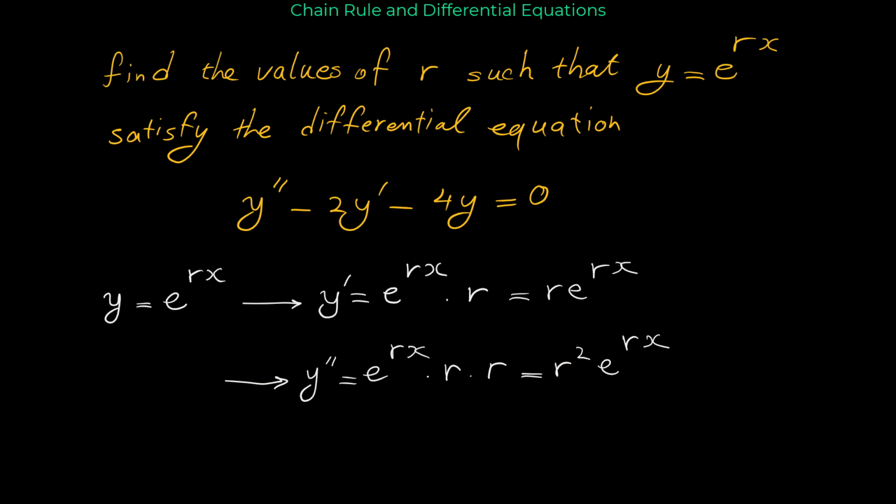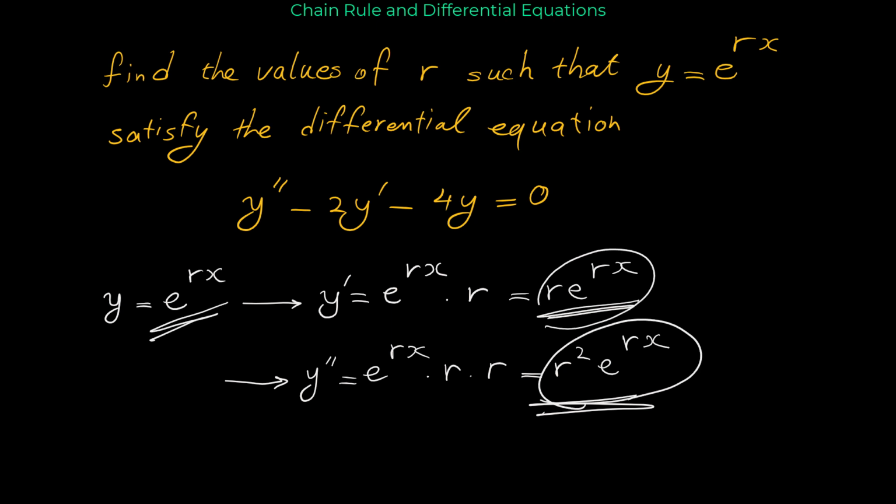Now that we have y double prime, y prime, and y, we have to substitute these expressions in this differential equation. We have to set it equal to 0, and from that we are going to solve for r to find the value of r.